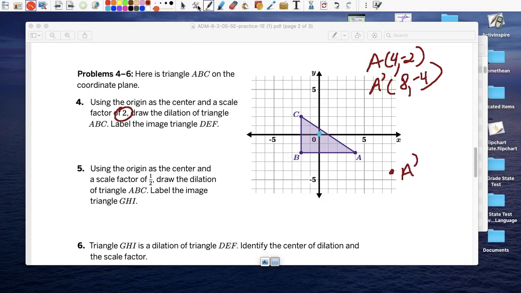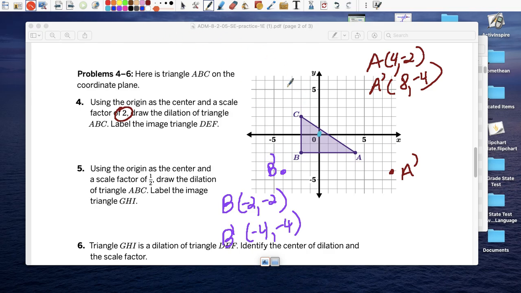B prime. Well, first of all, where's B? B is at -2, comma, -2. You went 2 to the left and 2 down. We're going to double that distance, so it's going to be -4, 4 to the left, and 4 down. 4 to the left, 1, 2, 3, 4, 1, 2, 3, 4. And there we go. There's B prime.